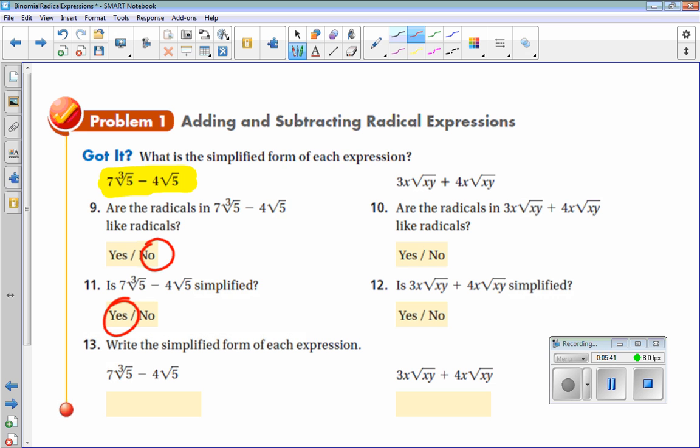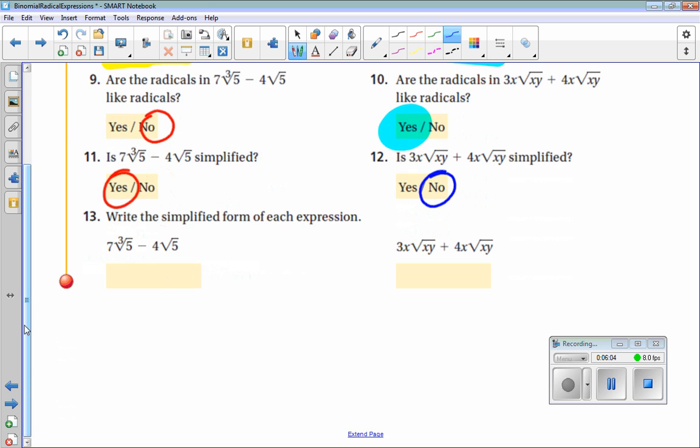How about on the right-hand side? How about this example I'm going to highlight in blue? Are they like radicals? Is what's underneath the radical the same, and is the index the same? Yes. So they are alike, okay? Can I simplify it? Is it simplified? No, it's not. I can simplify it. And how do I do that? This one looks a little different.